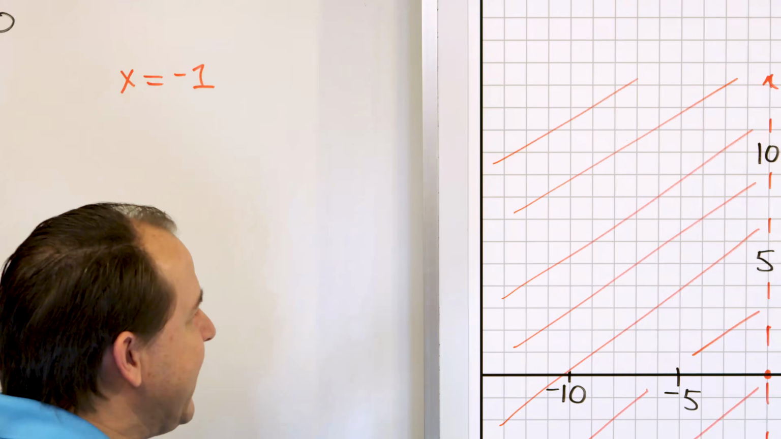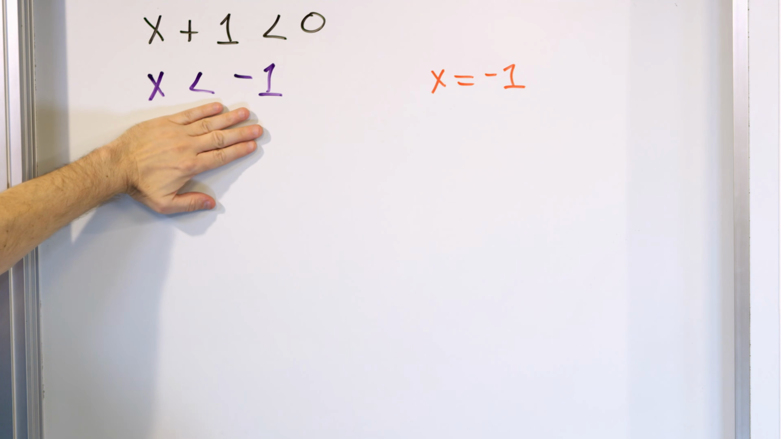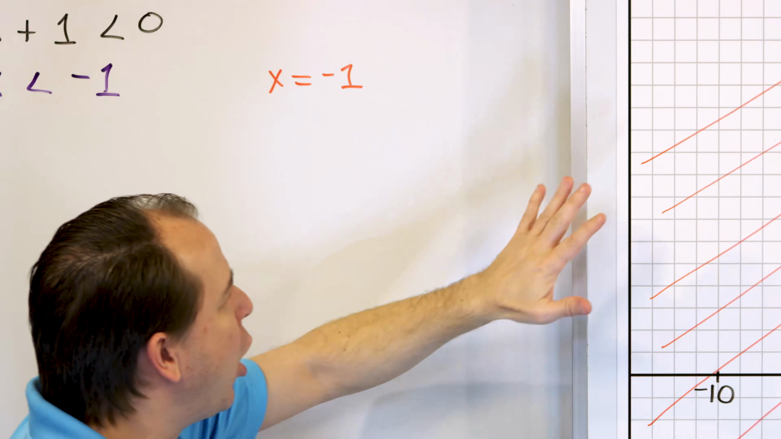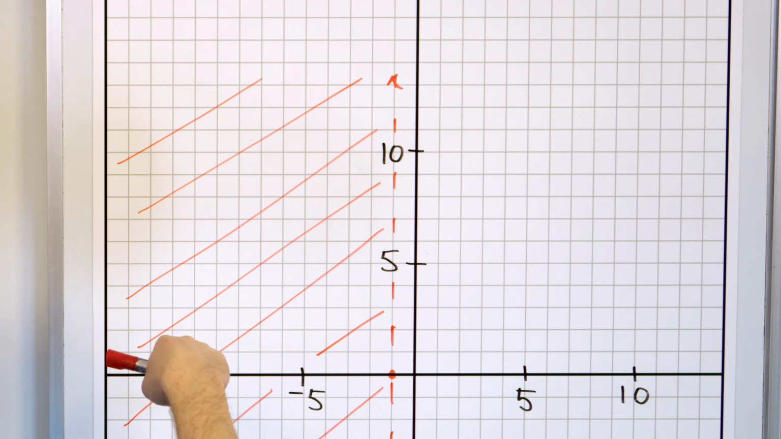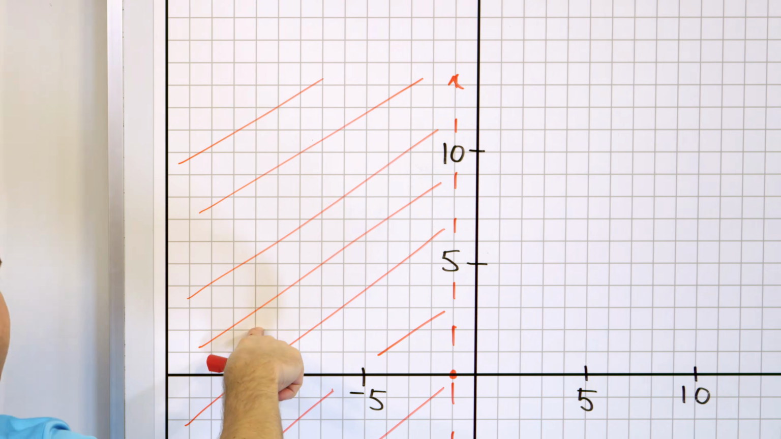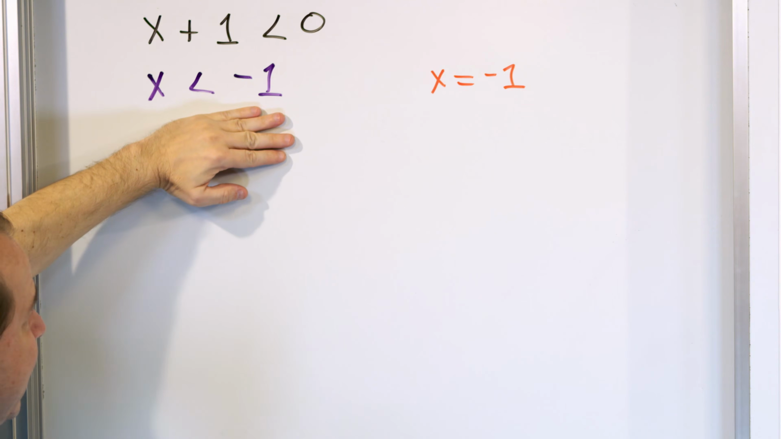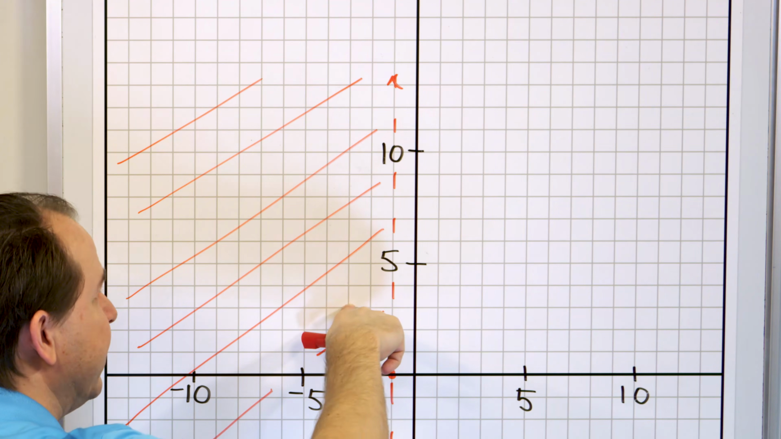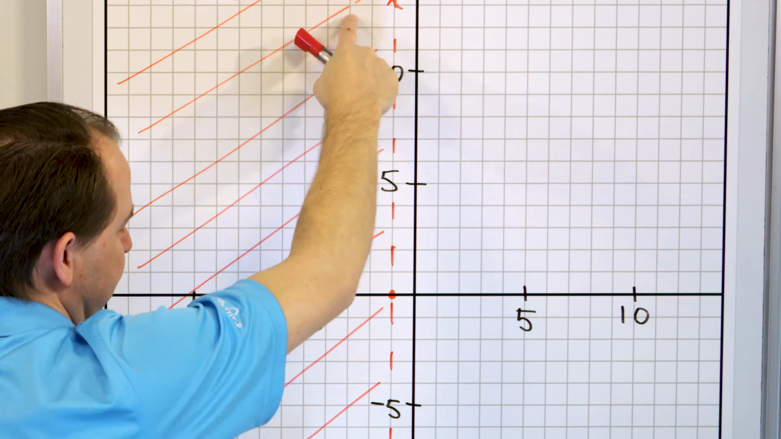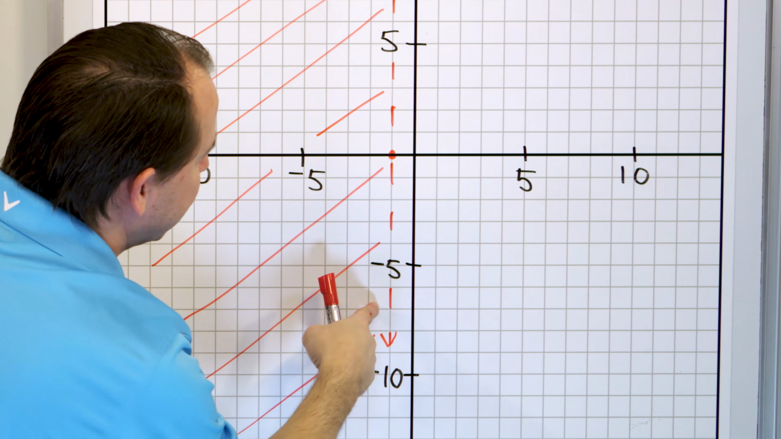And notice that what we're saying is that for this inequality, x is less than -1, all of the points in this shaded region satisfy that. Why? Because if you pick a point out here, the x value right at this point is -10. Well, -10 is less than -1, so that's why it's valid. Over here, the x value is less than -1. Up here, the x value is less than -1. Over here, the x value is less than -1.